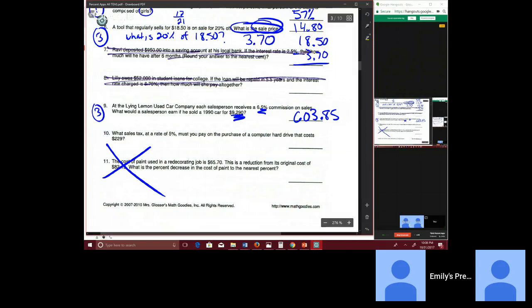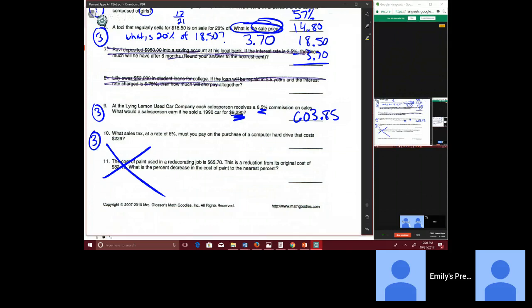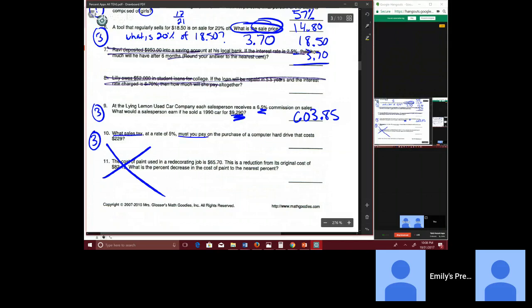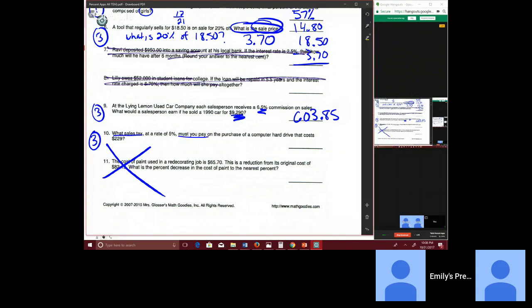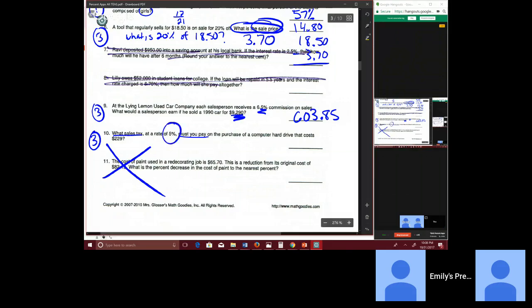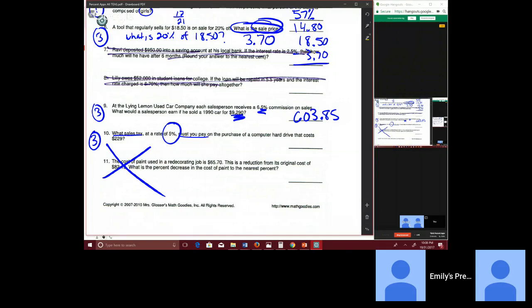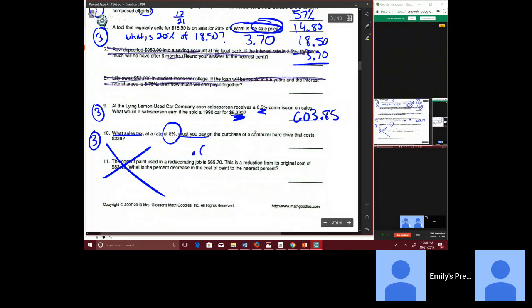Number 10 is a scenario 3 as well. It asks about sales tax. So again, sales tax could have 2 aspects to it. It could just ask you for tax, or it could ask you how much the item and the tax will be. This says, what sales tax must you pay? So it's just tax. Ultimately, this becomes a scenario 3, and it comes down to the question, what is 5% of 229? 5% of 229 will be 0.05 times 229, and that will be 11.45.